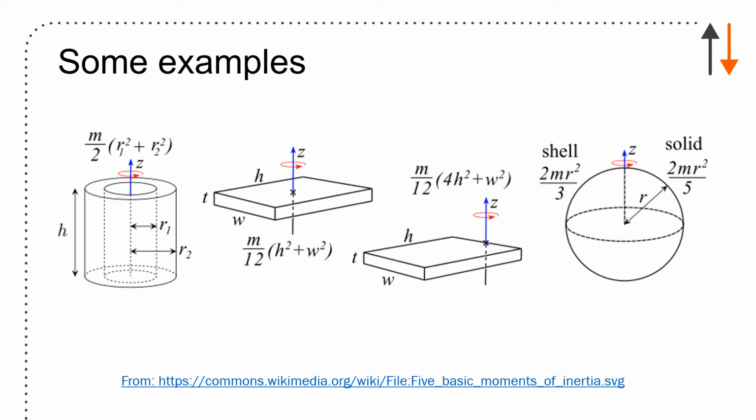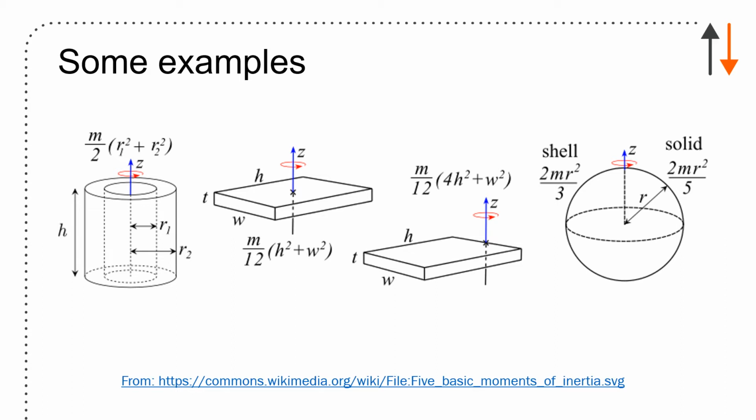And we have in the course a number of standard shapes. These are sort of the three-dimensional equivalents. You have the cylinder, m over 2 times r1 squared plus r2 squared. If r1 goes to 0, it's just a solid cylinder. You have a flat plate, m over 12 times h squared plus w squared. You have a flat plate about one of the ends, m over 12 times 4h squared plus w squared. We'll talk about this in a few minutes.